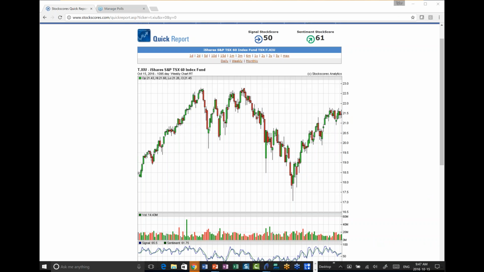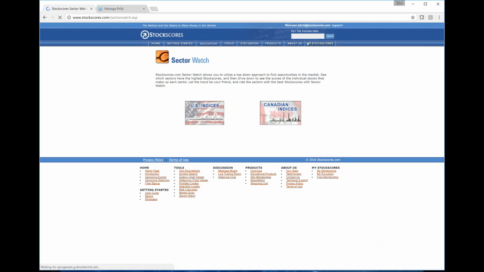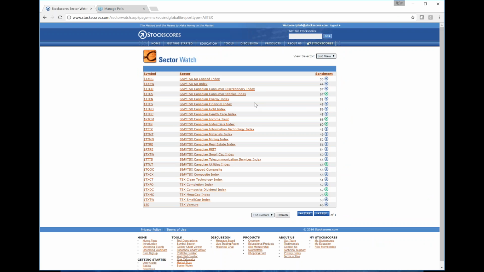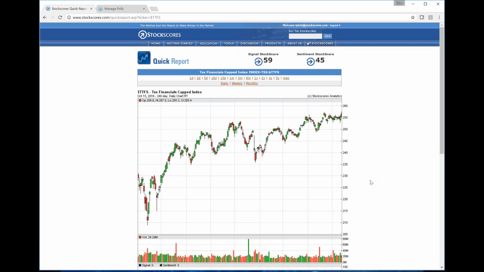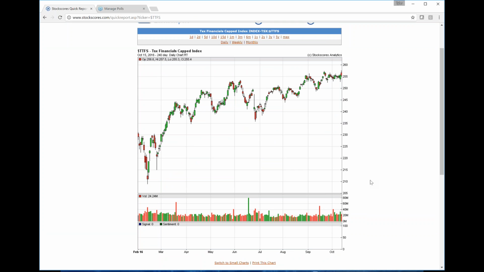Now, your question is specifically about sectors. Well, we have a tool on Stock Scores, which I haven't shown you today, called the Sector Watch, but I'll just jump over there. And I can look in this area here and see all of the different sectors and what their stock scores are. And if I want to look at the financial sector chart, I can click on that symbol and see that the financials have a pretty good chart pattern. And so that's another way to look for opportunities. This is a top-down approach. I actually prefer the bottom-up approach. Some people like top-down, so that's a way to do top-down using the Stock Scores tools.